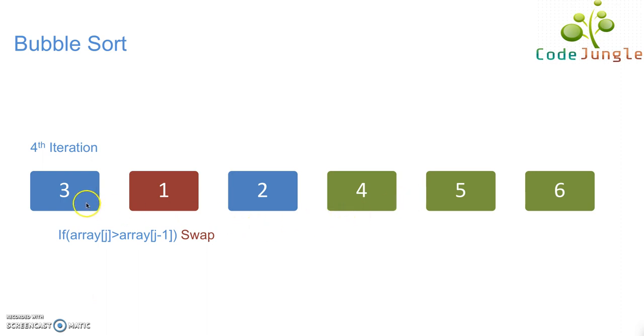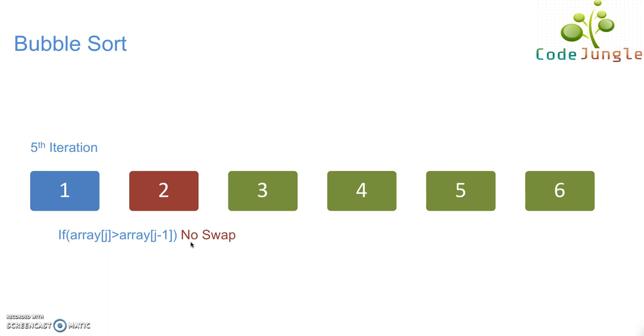Here now 1 becomes j and 3 becomes j minus 1. As 1 is less than 3, hence we swap it. Next, we go ahead with 2 and 3. Again, 2 is less than 3, hence we swap it. With this, we complete our fourth iteration, and if you see, at the end of the fourth iteration, the fourth largest element gets to sit at the fourth last position of the array.